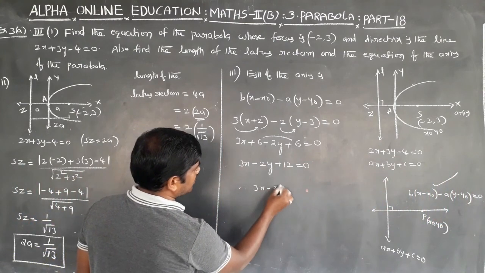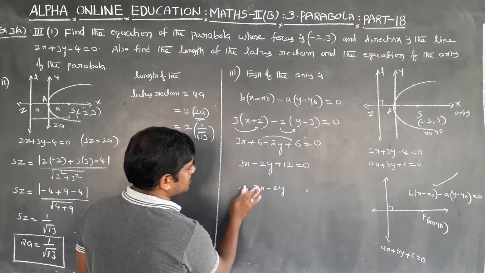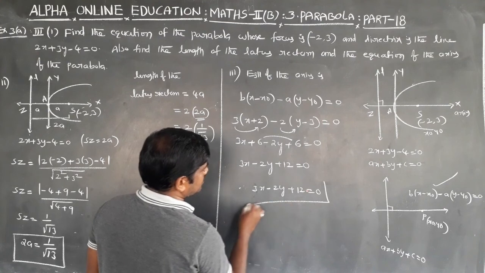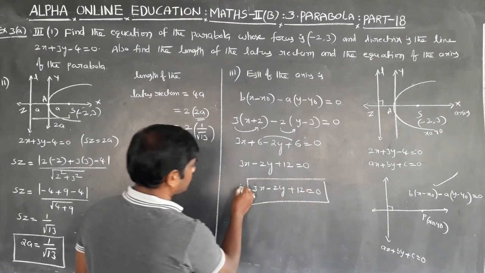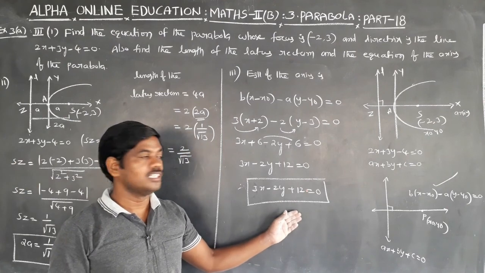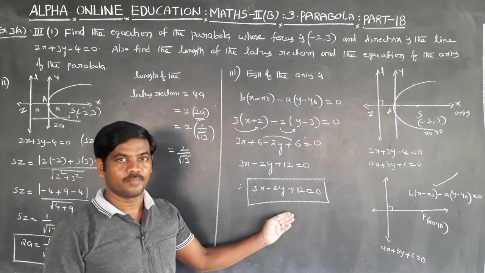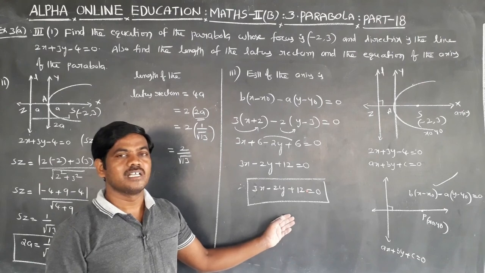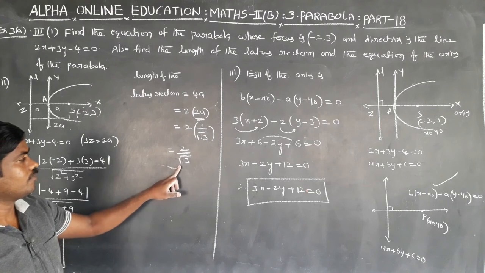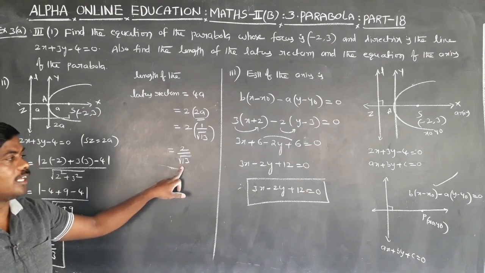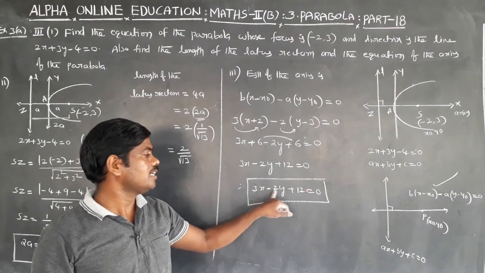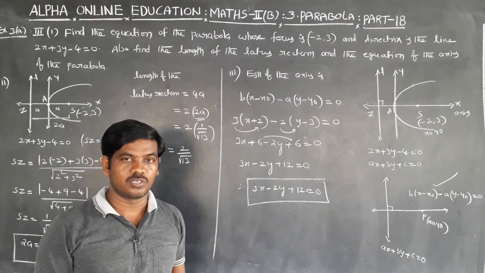Therefore 3x minus 2y plus 12 is equal to 0 is the equation of the axis of the parabola. The length of the latus rectum of the parabola is 2 by root 13. Equation of the axis of the parabola: 3x minus 2y plus 12 is equal to 0.